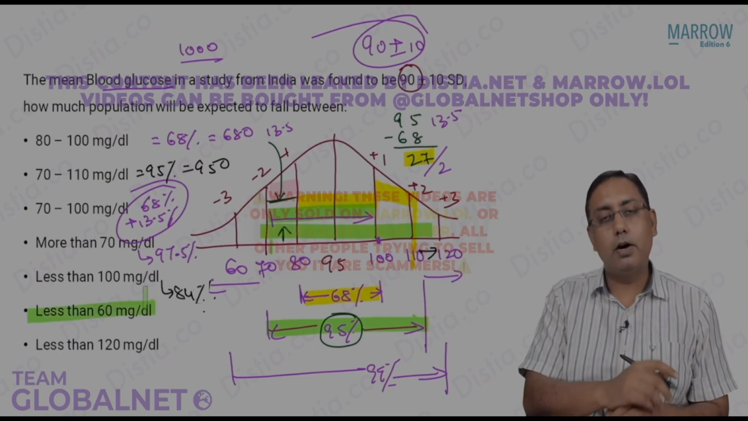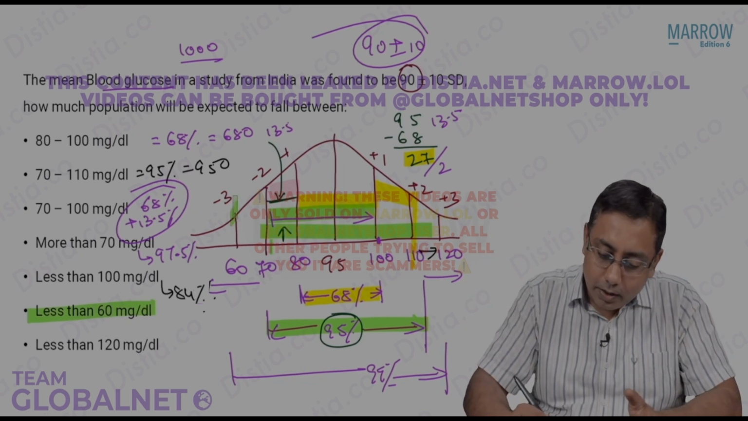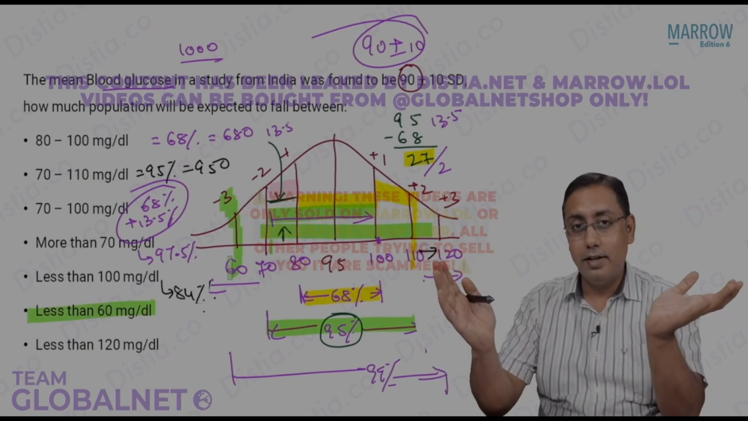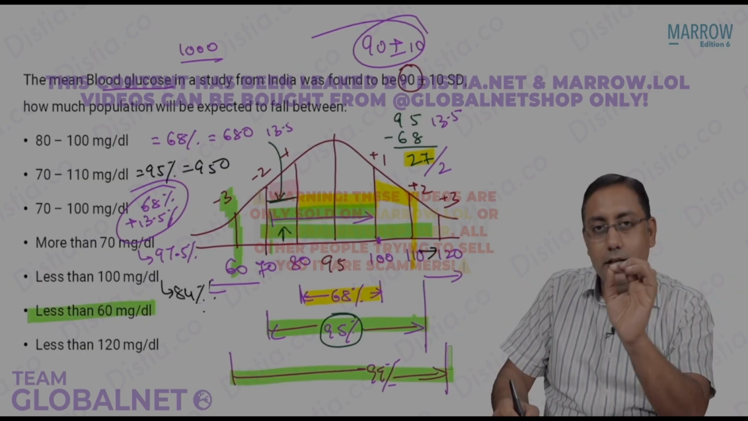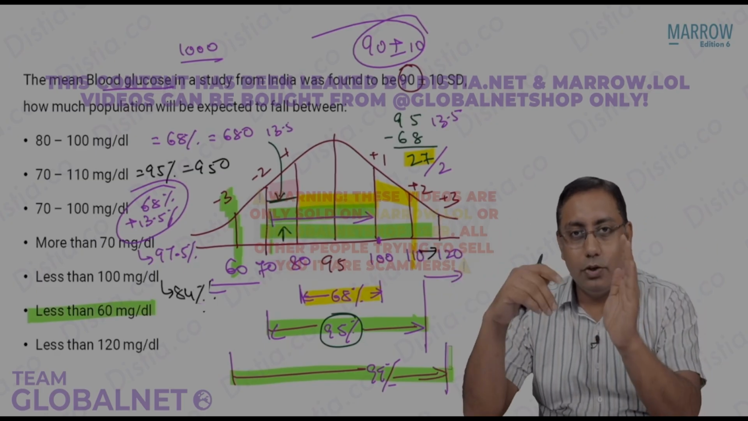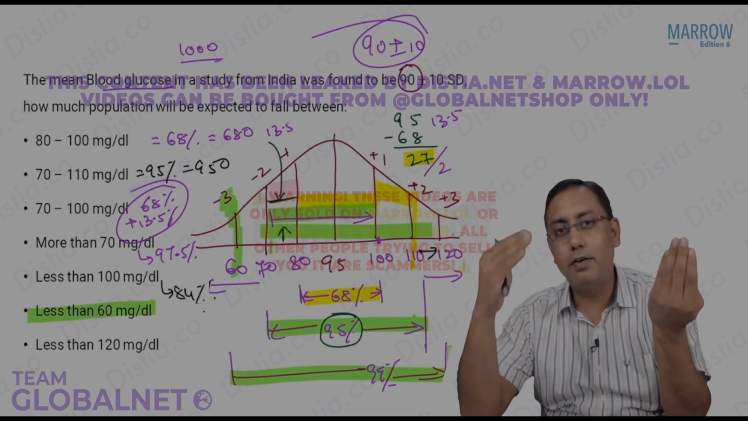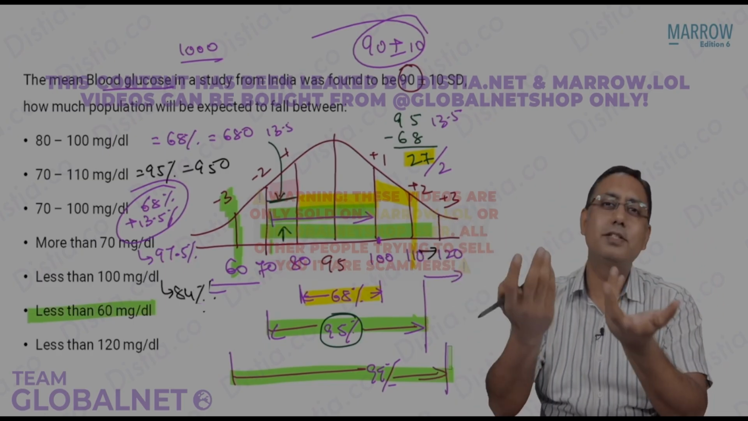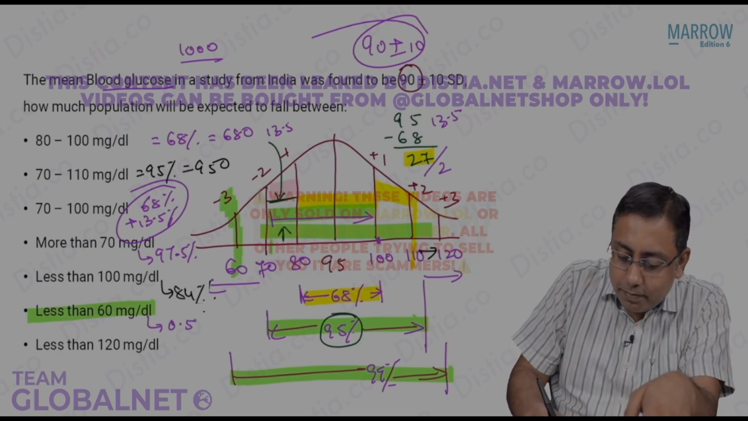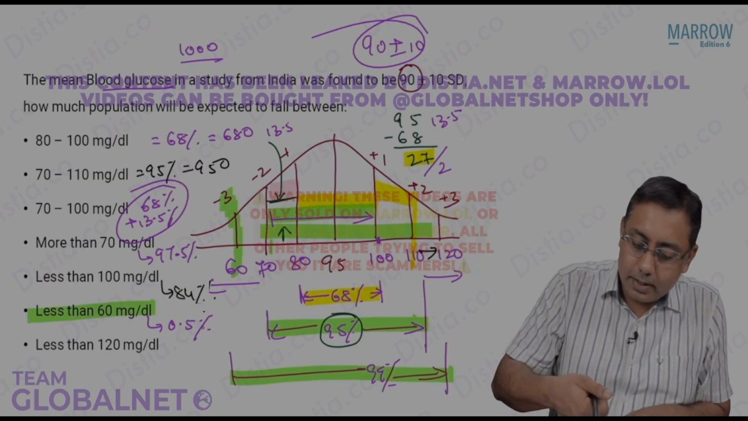Anyways, let's go to the next MCQ. Let us talk about less than 60. How much population is there? Total is 100. 60 is at -3 SD. You know that minus plus 3 standard deviation is 99%. So out of 100, 99 gone. How much is left out? 1%. Half will be this side, half will be that side. Are we getting it? It's super easy. So less than 60 will be 0.5% of the population, which lies below 60 mg/dl.